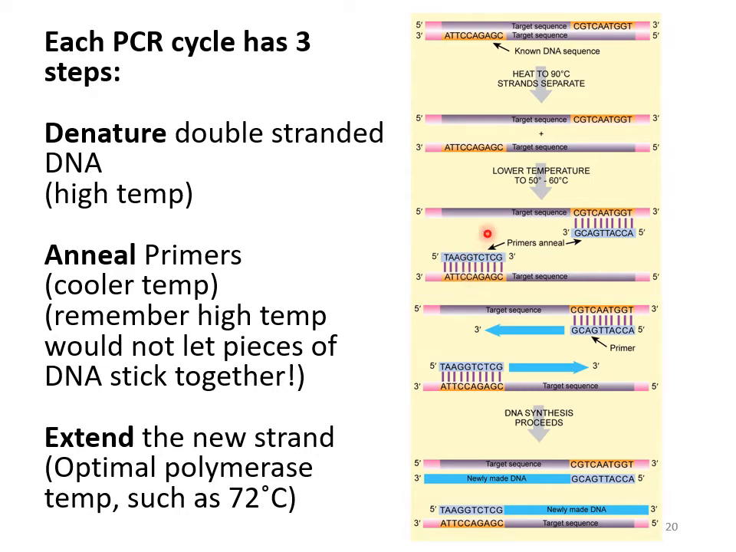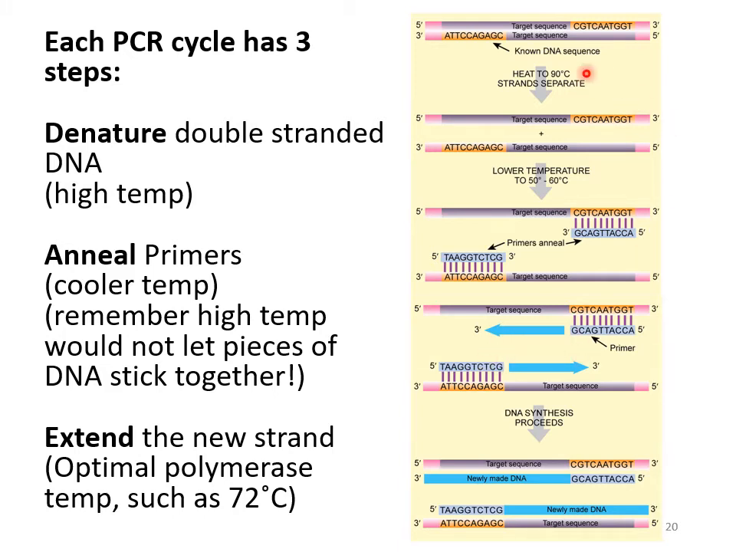Because think about it, if the machine did not cool down, what would happen? These guys would denature too. They wouldn't be able to stick. So it goes from hot to cool, and then it goes to the temperature for Taq polymerase or whichever DNA polymerase you use, because each enzyme has an optimal temperature.